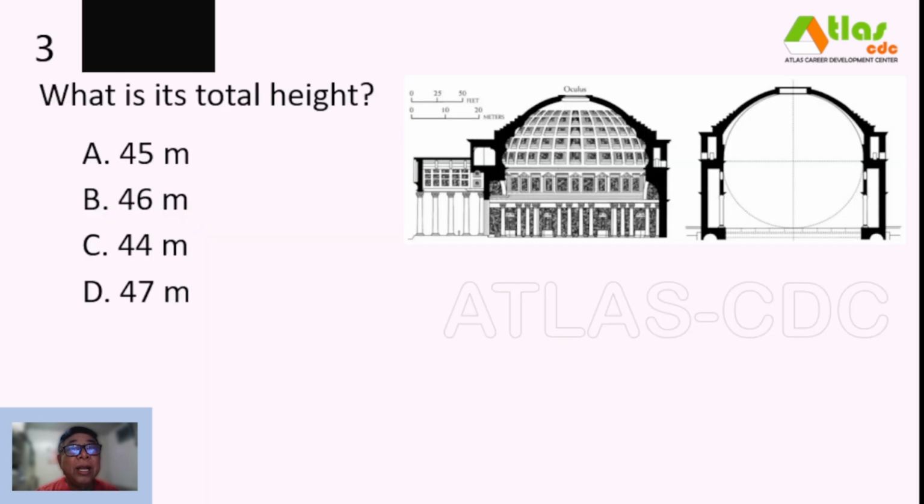Number 3. What is its total height, the Pantheon? A. 45 meters. B. 46 meters. C. 44 meters. And D. 47 meters.